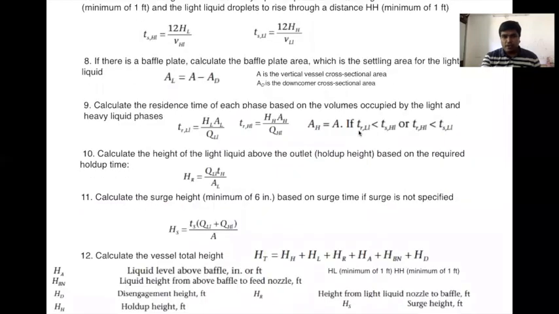And then once you have the total height, this is the total vertical height of the separator, right? So now we have got two different parameters: one is the diameter of the vertical separator, and one is the height of the vertical separator, right? So in 12 steps we are going to do this analysis, this design procedure.